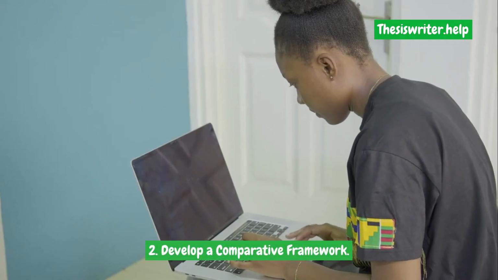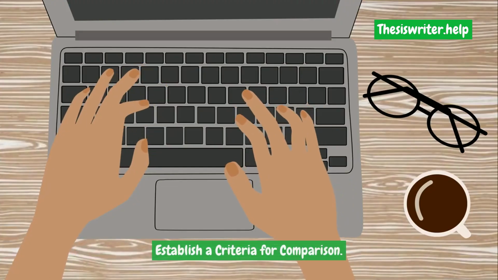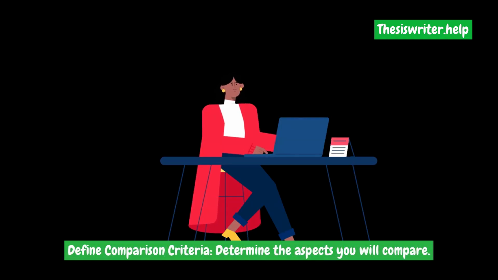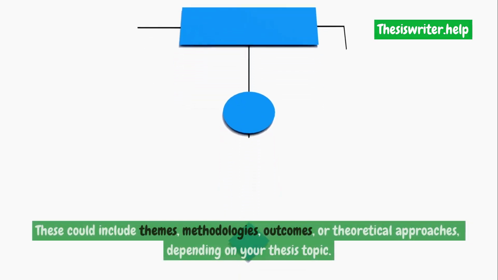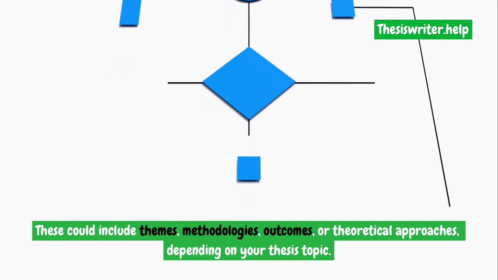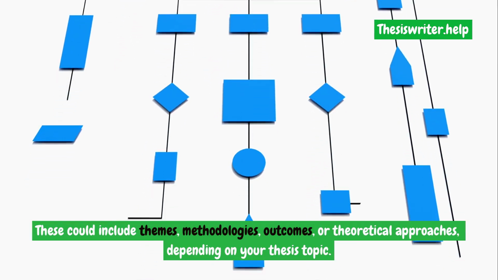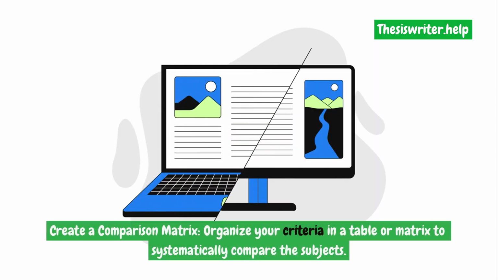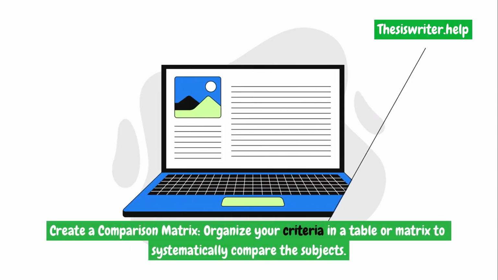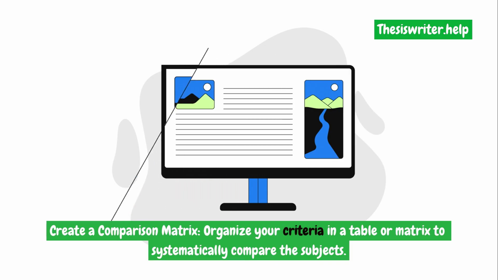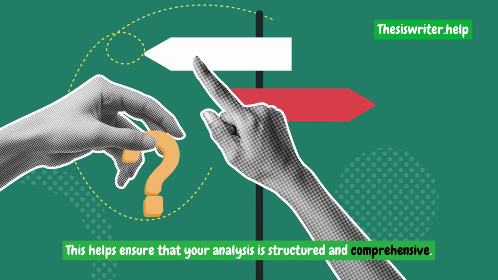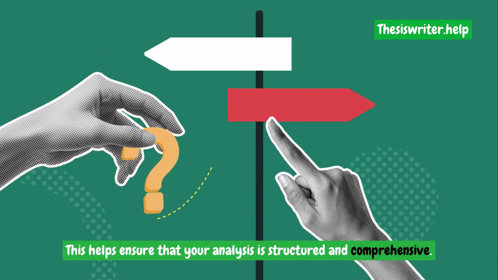2. Develop a comparative framework. Establish criteria for comparison. Define comparison criteria. Determine the aspects you will compare. These could include themes, methodologies, outcomes, or theoretical approaches, depending on your thesis topic. Create a comparison matrix. Organize your criteria in a table or matrix to systematically compare the subjects. This helps ensure that your analysis is structured and comprehensive.